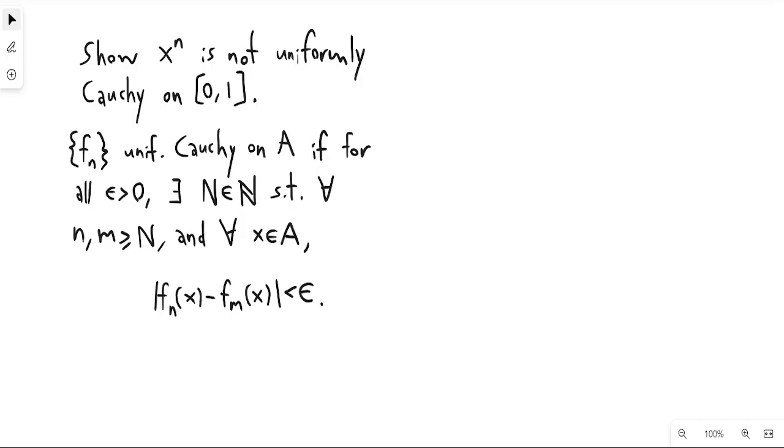is less than epsilon. Okay, so this is different from being Cauchy at a point. Being Cauchy at a point basically just means that you have pointwise convergence. This is for all x in A at the same time. So if you pick an epsilon, you can find a big N, and it doesn't matter which x you pick in A. This is always true when n and m are greater than or equal to big N.